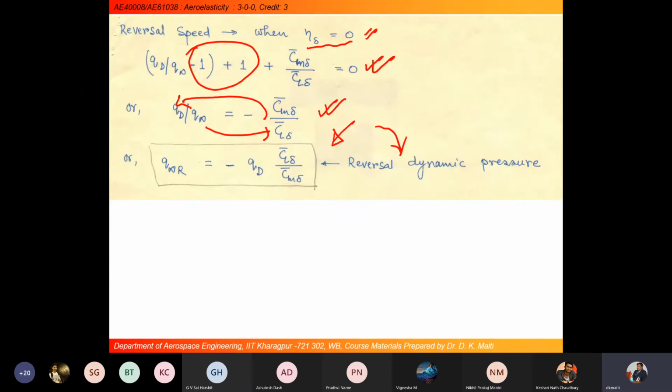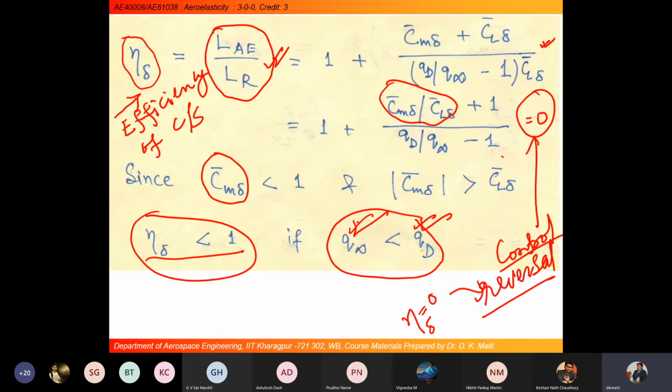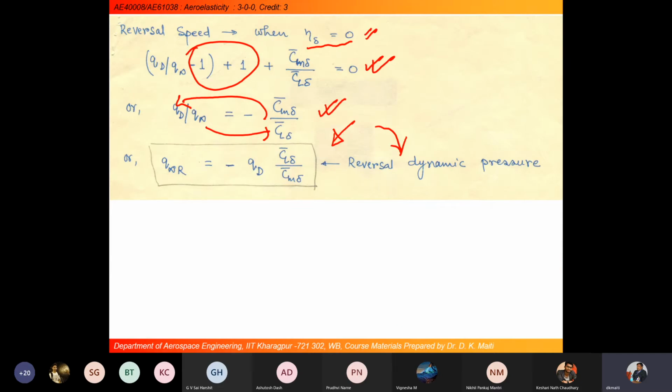I am saying that when control reversal efficiency equals 0, I have just taken it from this equation. If you look at here, I have taken the numerator part: q_D by q infinity minus 1, plus Cm delta bar by Cl delta bar, plus 1, equal to 0. That is what I have taken here. That is basically the numerator part of this equation.